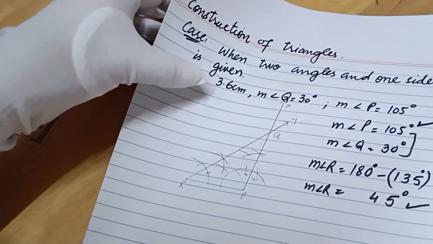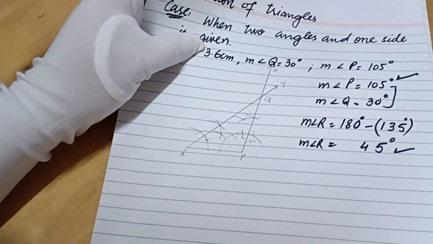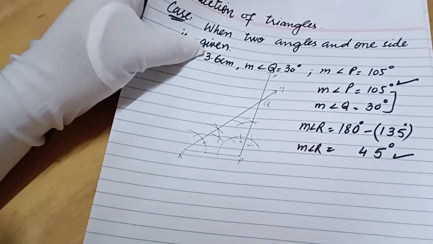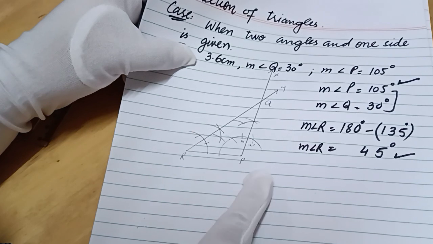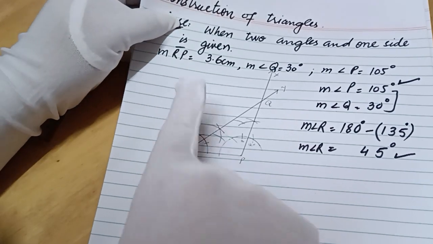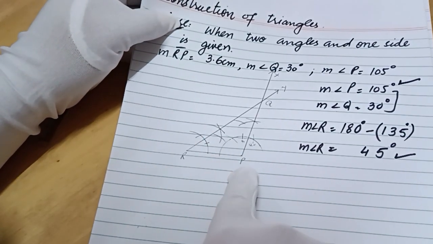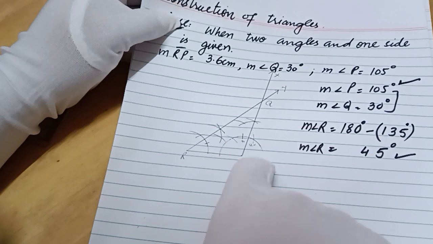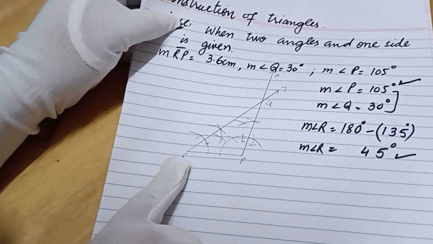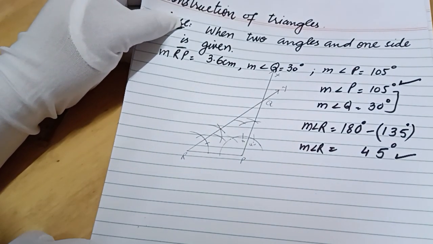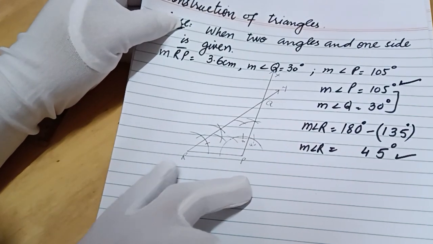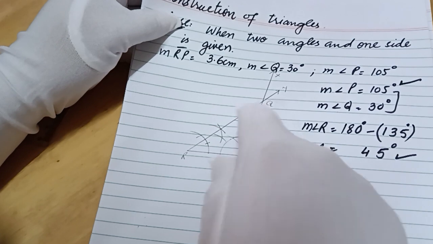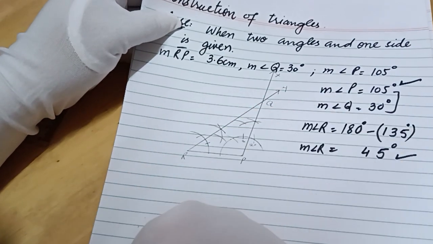Again, if I write the construction steps, they are exactly the same, so I will not write, I will just speak. What was our first step? Draw RP of 3.6 centimeters. Then taking P as center, draw an angle of 105. Taking R as center, draw an angle of 45 degrees. Both the angle arms cut each other. Name this point as Q and the required triangle is done.